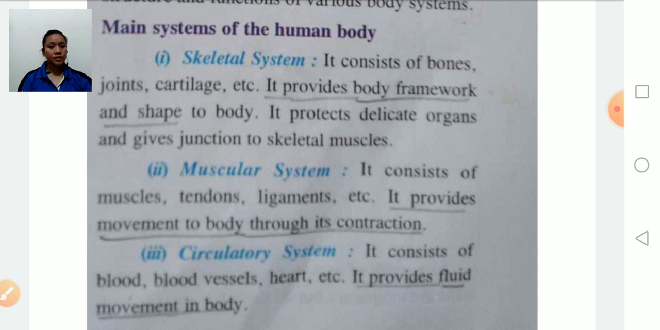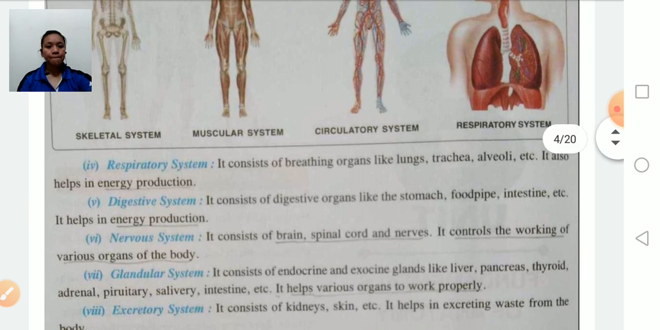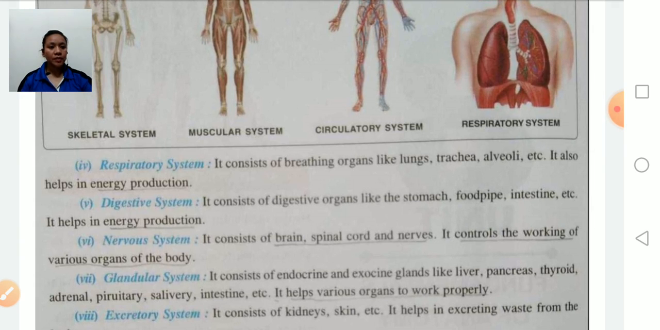Circulatory system consists of blood vessels, heart, etc., and it provides fluid movement in the body. Means it provides proper movement of blood throughout the body. Respiratory system consists of breathing organs like lungs, trachea, alveoli, etc. The respiratory system helps in energy production. Digestive system consists of stomach, food pipe, intestine, etc. It helps in energy production.